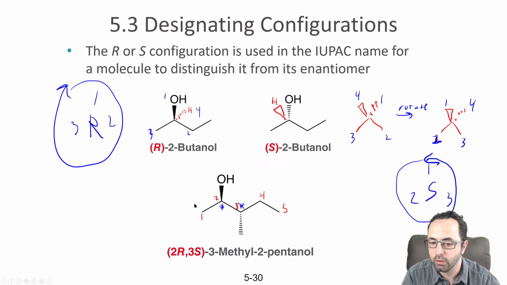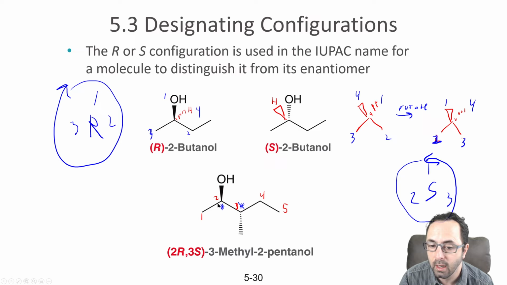So that would be preferable to numbering it from right to left, which would only reach the first branch at the third carbon. So the locants should go 1, 2, 3, 4, 5. The hydroxyl group is on the second one, and it's in the R configuration, so we say 2R.